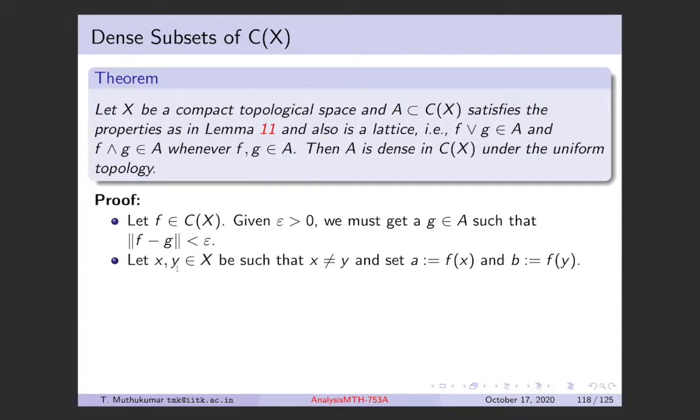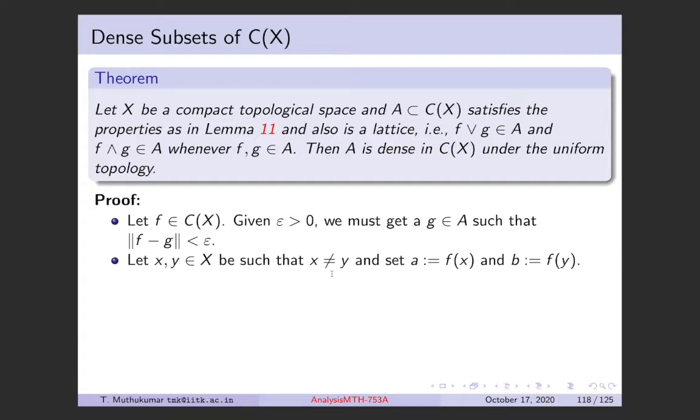So if you take any two points x and y which are distinct, then look at the value. Since f is the one that you have chosen, look at f of x and call that a, and whatever is the value of f at y, call that b. So you have chosen two values a and b for the given f, right? Now x and y are distinct points.